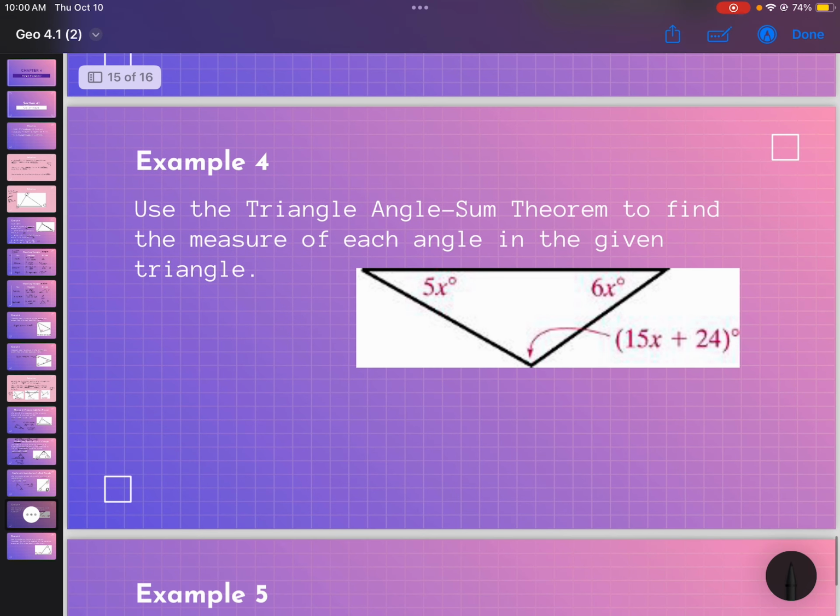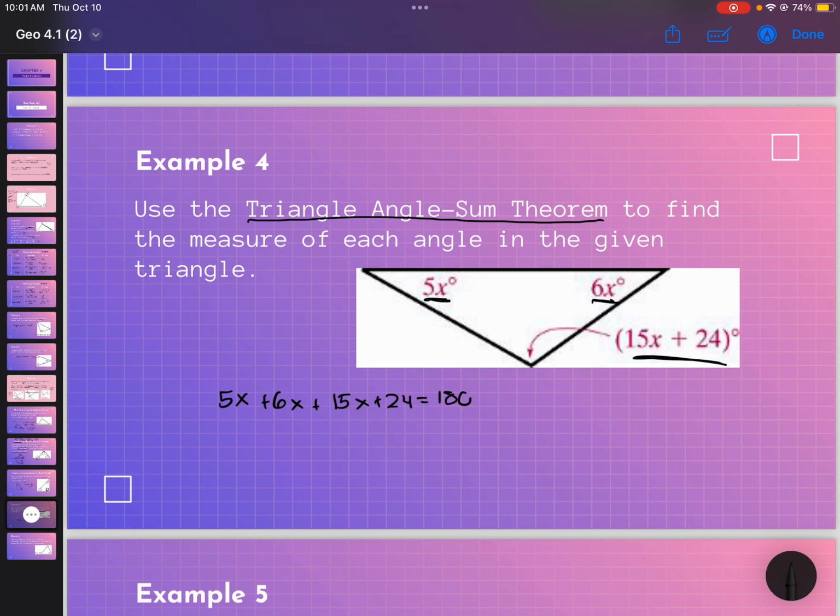Okay, here's another type of example. Use the triangle angle sum theorem, so that's our 4.11, to find the measure of each angle in the given triangle. So here, instead of just numbers, they're including some of these x terms. We're just going to do what we are told to do with that theorem, which is add all three of these together and set it equal to 180. I'm going to combine my like terms here. So I'm going to get 26x plus 24 equals 180. Subtract our 24. We're going to get 26x equals 156. Divide by 26, divide by 26. I should find out that x equals 6.